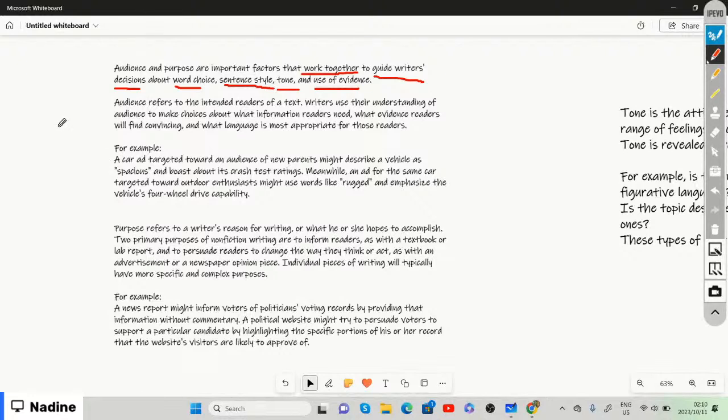For example, a car ad targeted toward an audience of new parents might describe a vehicle as spacious, especially if it's for parents. Why? Because parents have kids. Which means that most parents would basically want a car that is, let's say, family friendly. So the first thing that they will specifically look at is, is it spacious enough?